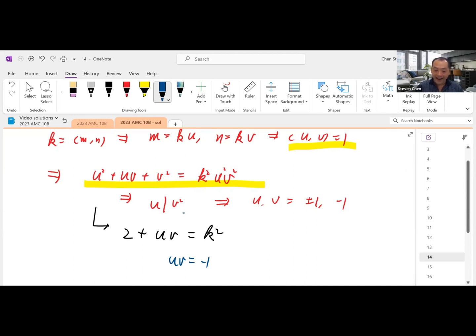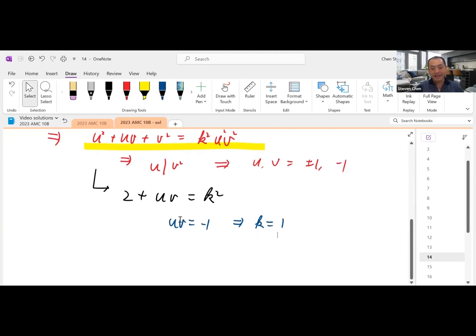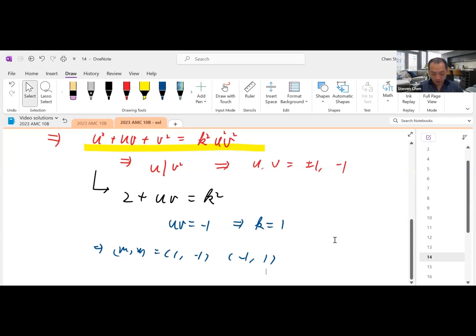Recall that k is defined to be the GCD of m and n, so k is positive. So this implies k is equal to 1. How to get u times v to be -1? So one number must be +1, another one must be -1. So this leads to 2 possible solutions for m and n. Either m is +1, n is -1, or vice versa. So in this case, we have 2 solutions.